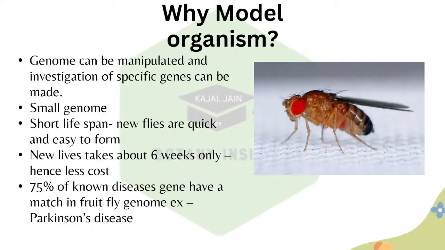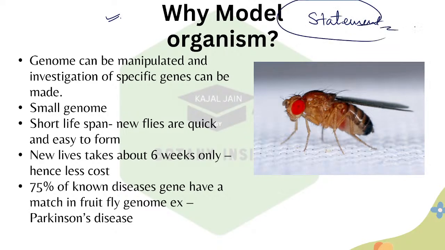Let's move forward. Now, why is it considered a model organism? Very important. In the examination, you can expect a question from here, statement-wise. The very first and most important pointer is that the genome of Drosophila can easily be manipulated, so the manipulation and the investigation become very easy. The genome can be easily manipulated and the investigation of specific genes can be made in Drosophila. That's why it is considered a model organism.